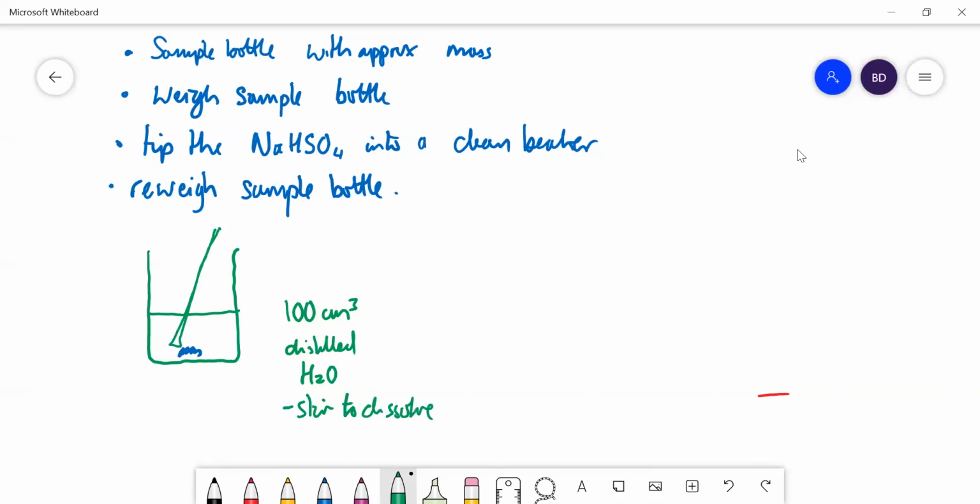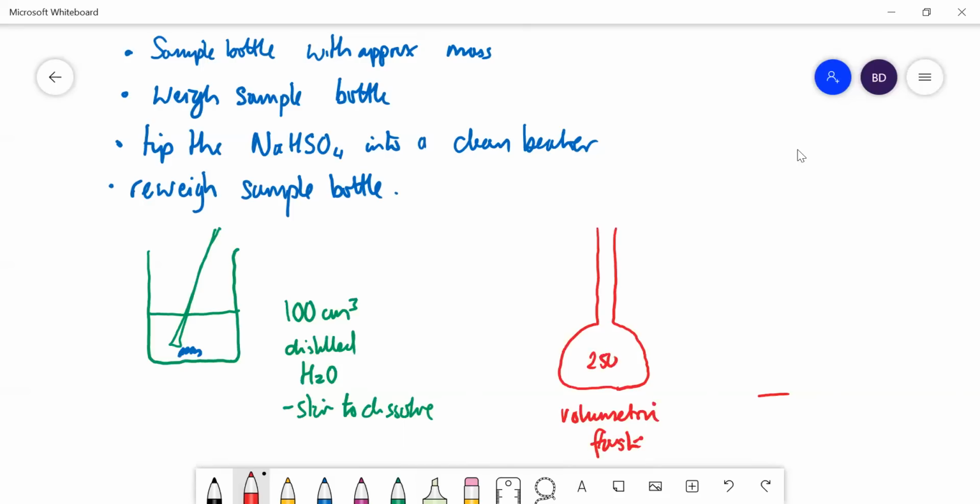Then importantly, they really do want you to use this word. You transfer that to a volumetric flask. There's my picture of a volumetric flask. You've usually got to use that word to get the full marks. Volumetric flask, 250 volumetric flask. So you add your solution.